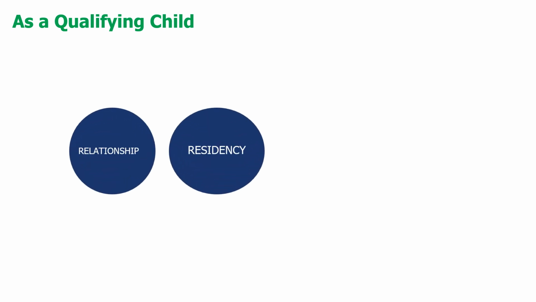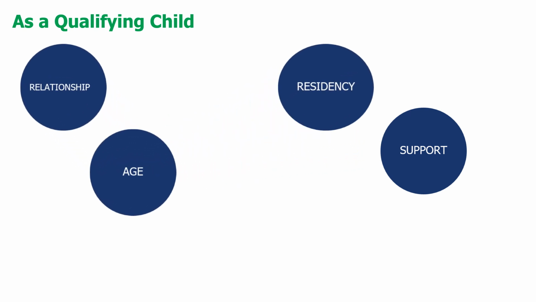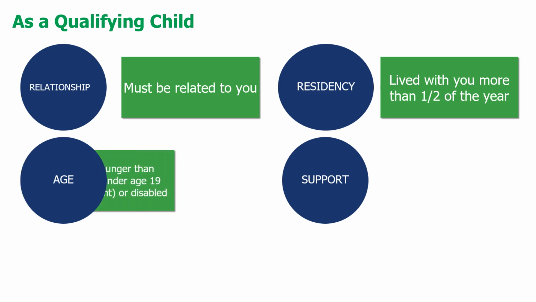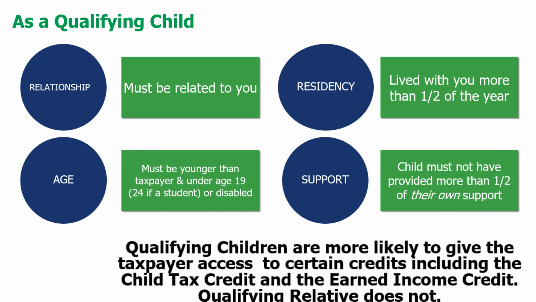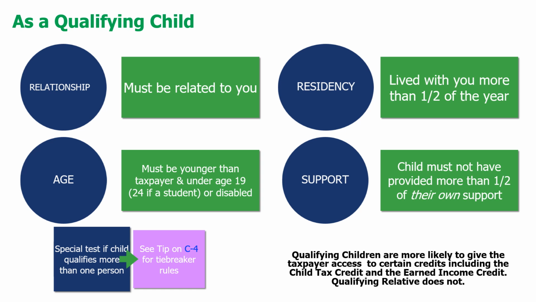There are four tests that must be met to claim a dependent as a qualifying child: relationship, residency, age, and support. The relationship test. To qualify, a child must be the taxpayer's son, daughter, stepchild, foster child, adopted child, or a descendant of any of them. This includes a grandchild or the taxpayer's sibling, including half-siblings, step-siblings, or a descendant of any of them, like a niece or nephew.